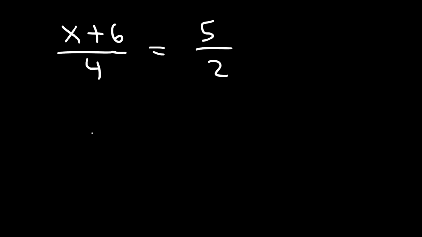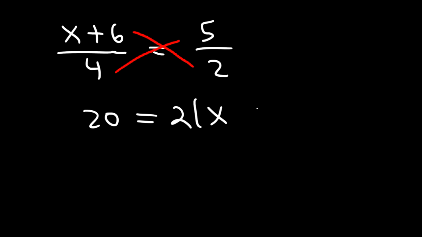Now let's go over one more example. So let's say you have two fractions separated by an equal sign. What can you do to calculate the value of x in this example? Whenever you have two fractions separated by an equal sign, you can cross multiply. 4 times 5 is 20. And 2 times x plus 6 is 2 times x plus 6.